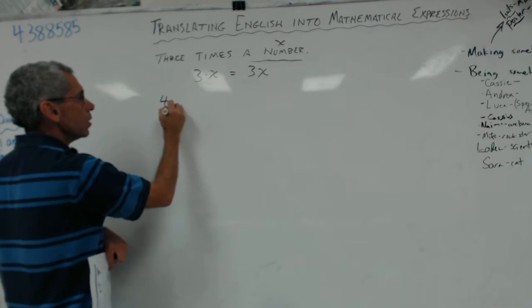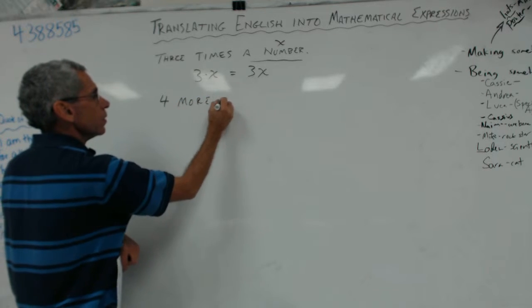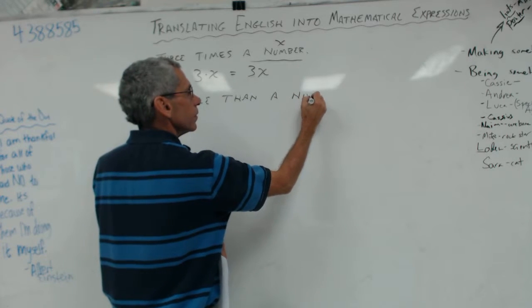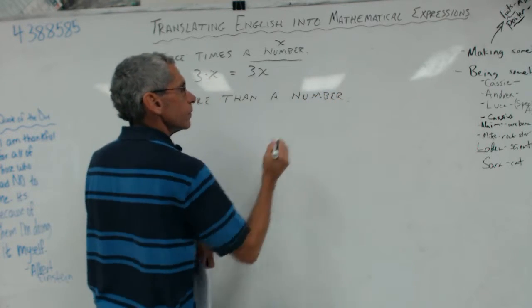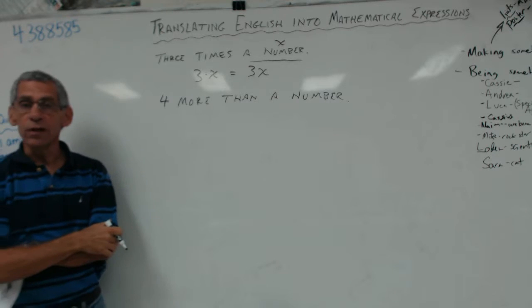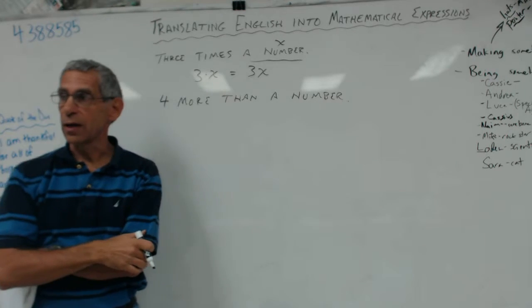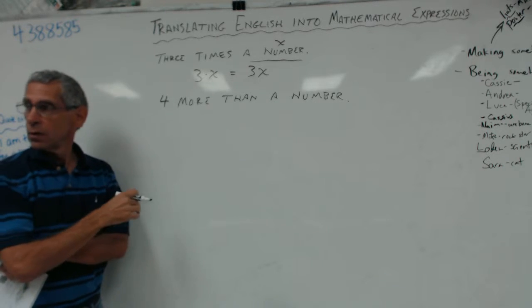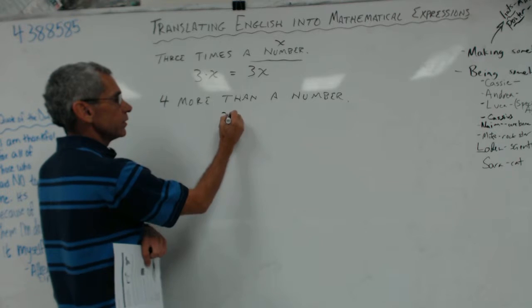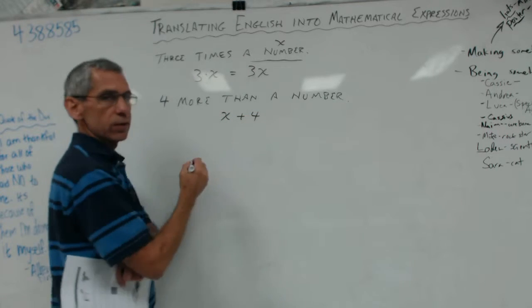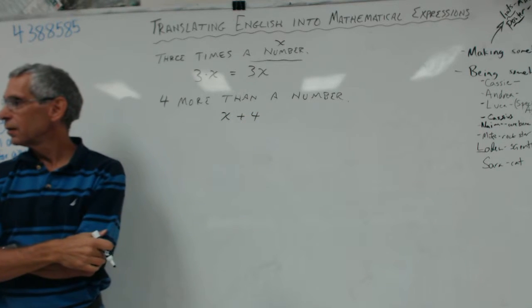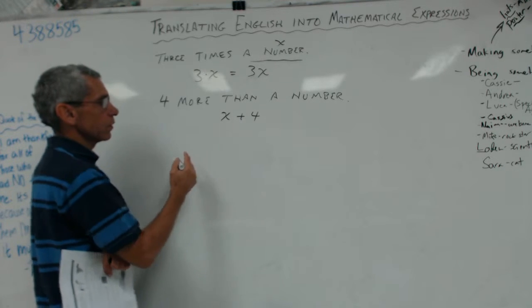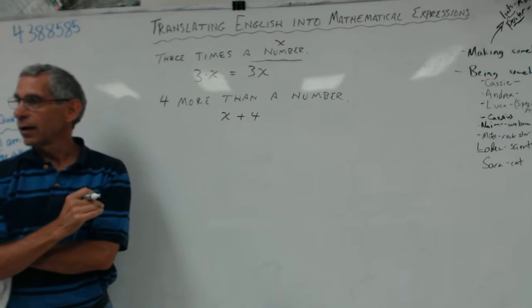What if I said this? 4 more than a number. And this is a tricky one. I'm going to tell you right now, this is a tricky one. Skylar says x plus 4. Did anybody else have a different answer? I'm just curious. Zane says x minus 4. No, that's not it. Okay. Anybody have a different answer?